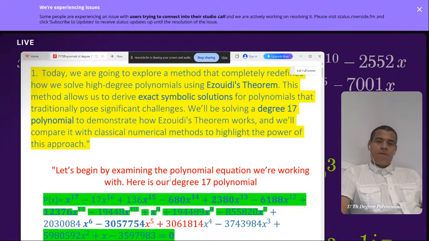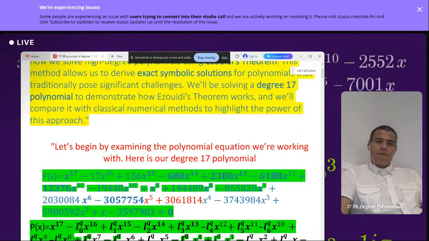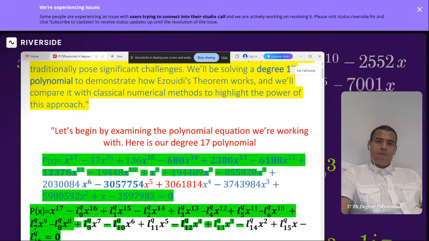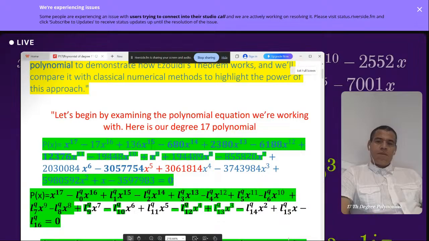So our mission today is basically to unpack why these high degree equations are such a tough nut to crack. Look at where the standard methods fall short. The classical stuff. Exactly. And then see how Ezouidi's theorem offers this precise symbolic alternative, one that aims for, well, complete accuracy, no compromises. All right, let's get into it. So, high degree polynomials. We're talking equations where x is raised to a power much higher than 2 or 3, right? Way beyond that. We're in the big leagues now.